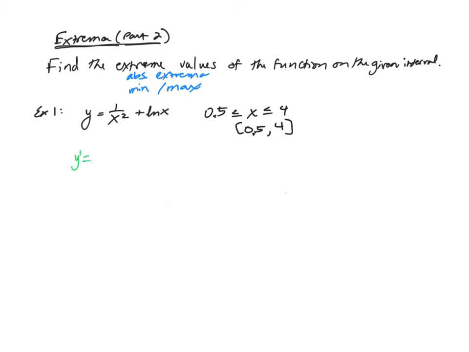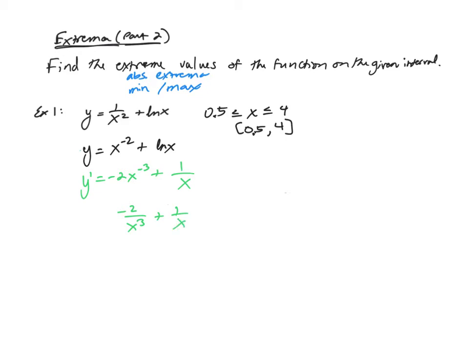So I'm going to start with, let's find the derivative, which means I'm going to start with actually rewriting my function. So back up, I'm going to rewrite the function as x to the negative second plus natural log of x. Now I'm in a good position to take the derivative. So y prime is negative 2 x to the negative third plus 1 over x. It's been a while since we've done the derivative of natural log of x. And that gives me negative 2 over x cubed.